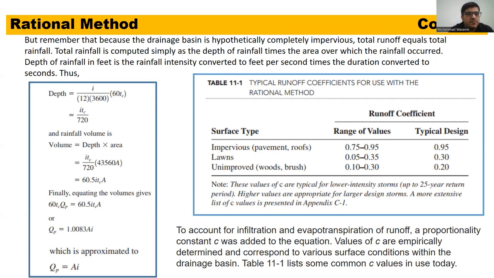The depth of rainfall in feet is the rainfall intensity converted to feet per second times the duration converted to seconds. So we have the depth I divided by 12 to change it into feet, and then 3600 to change it into seconds, and then our time of concentration was 60 seconds. So it becomes I into time of concentration over 720. And the rainfall volume is equal to depth into area. So we have the depth and we have the area.